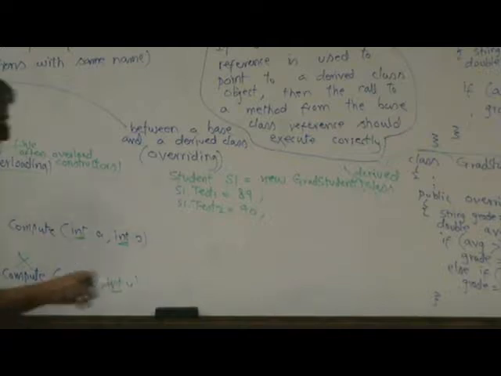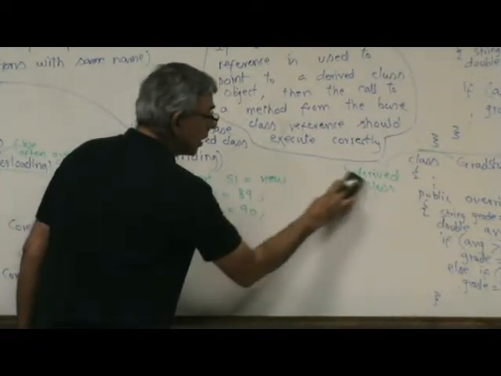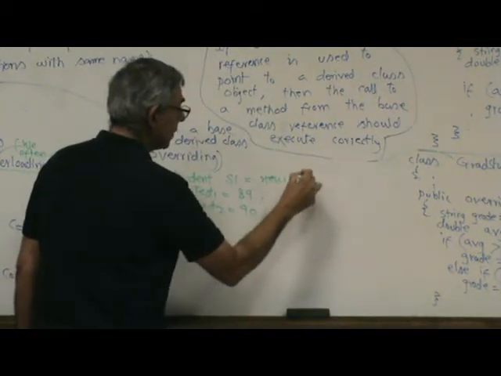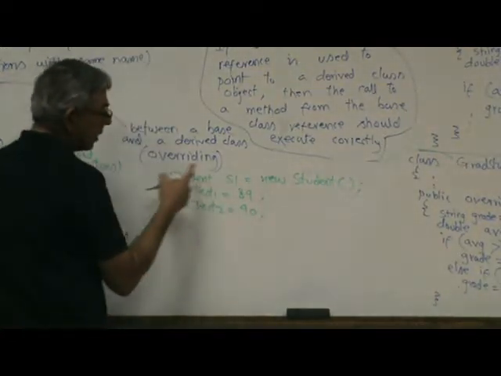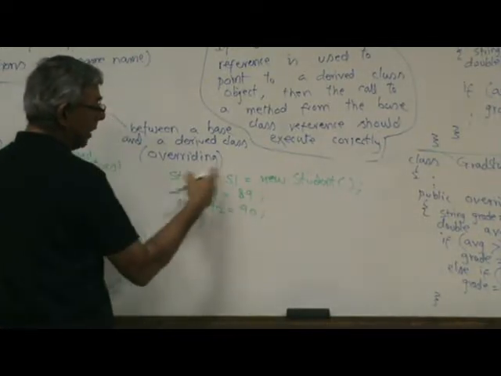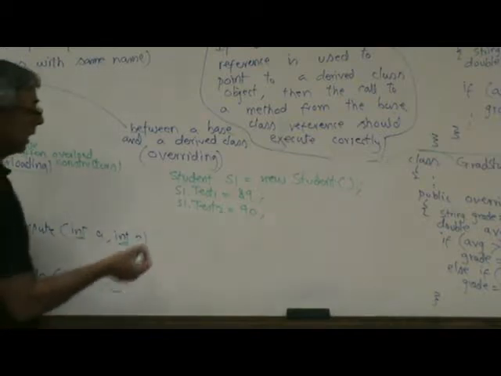So first let's test it this way. Suppose this is also a Student. First let me not worry about polymorphism and show you. So we are creating a Student type, the base class object is being created, and a base class reference is being used. If test 1 is 89, test 2 is 90. Okay.